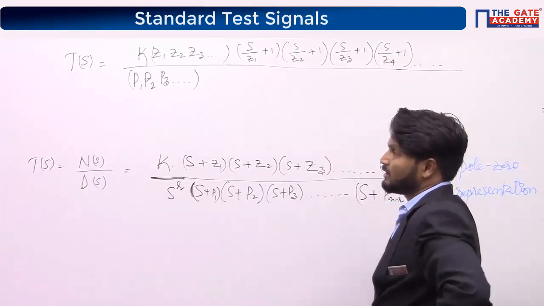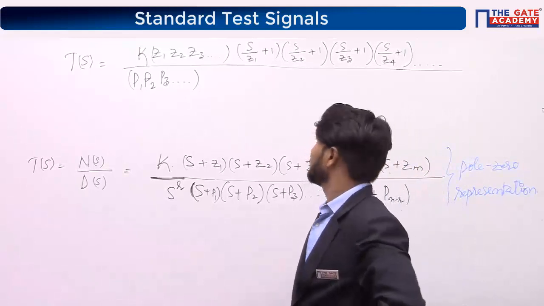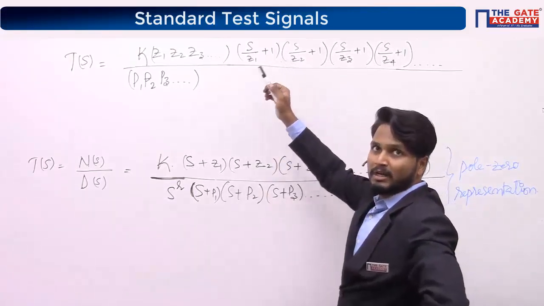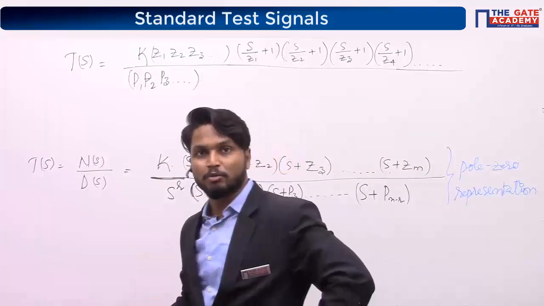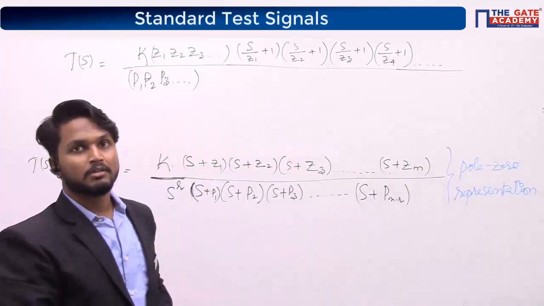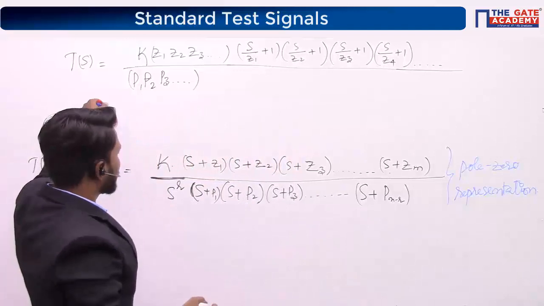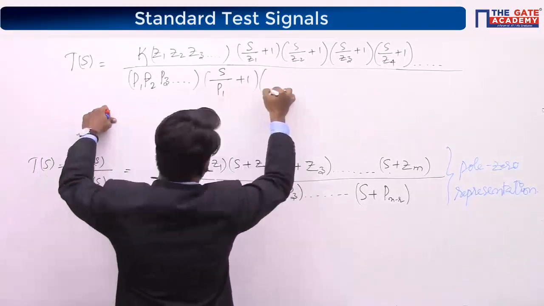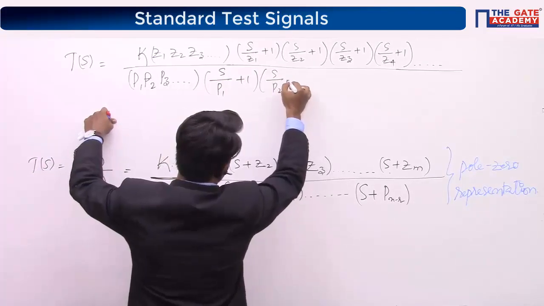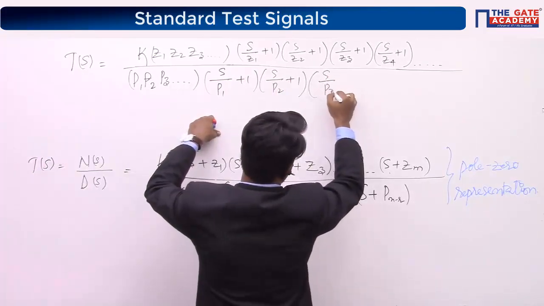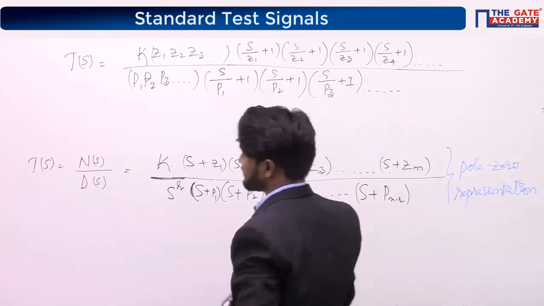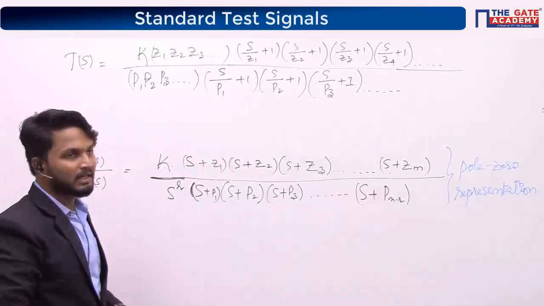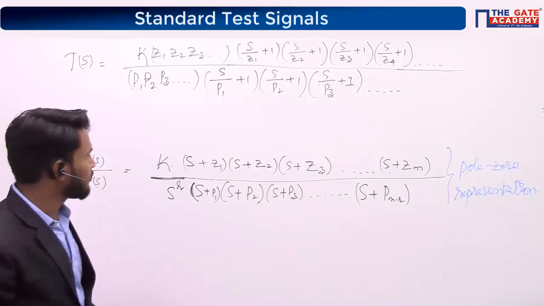So what is K? The numerator had become S by Z1 plus 1, S by Z2 plus 1, and so on, right? Next, what about the denominator? The denominator had become S by P1 plus 1, S by P2 plus 1, S by P3 plus 1, right? This is the denominator. Therefore, T of S can be written like this.